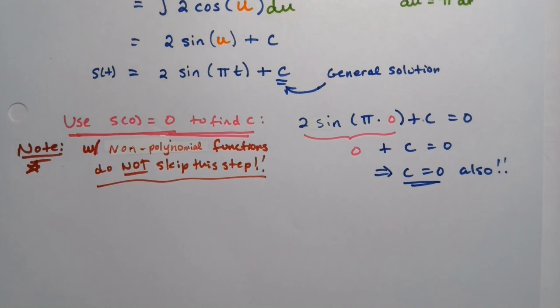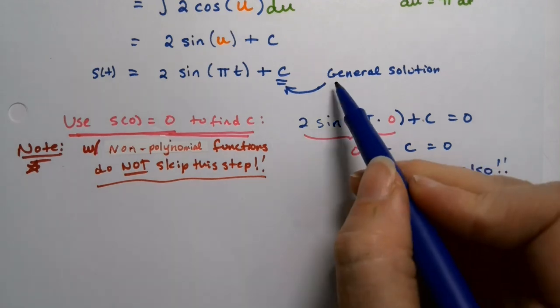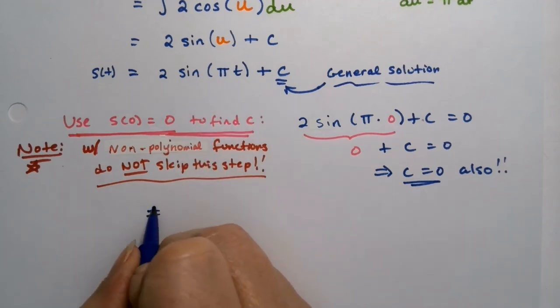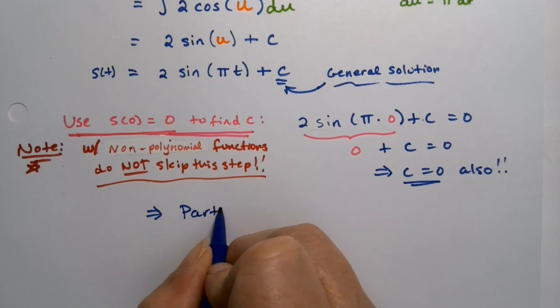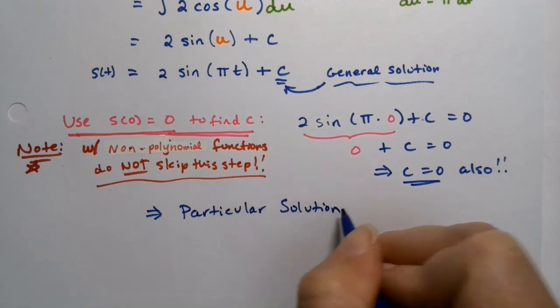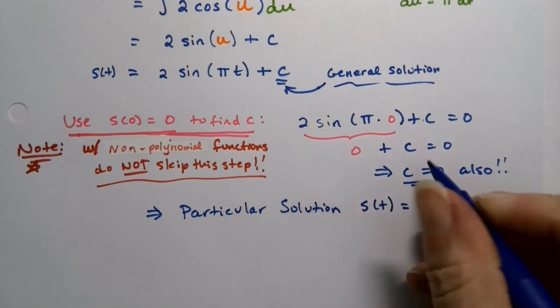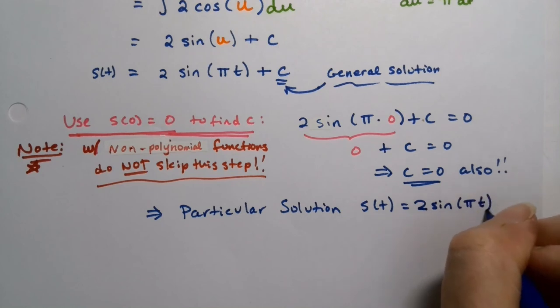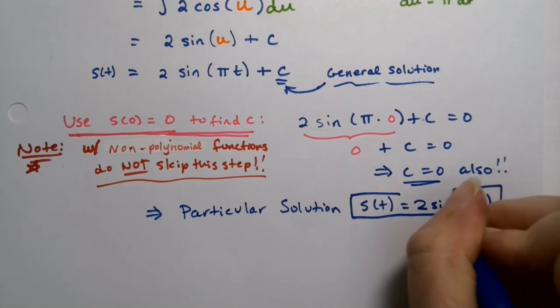Great. So the general solution was up here, but now we know c is equal to 0, that means that the particular solution, the special solution, would be s of t is equal to 2 sine of pi t. That is the position function.